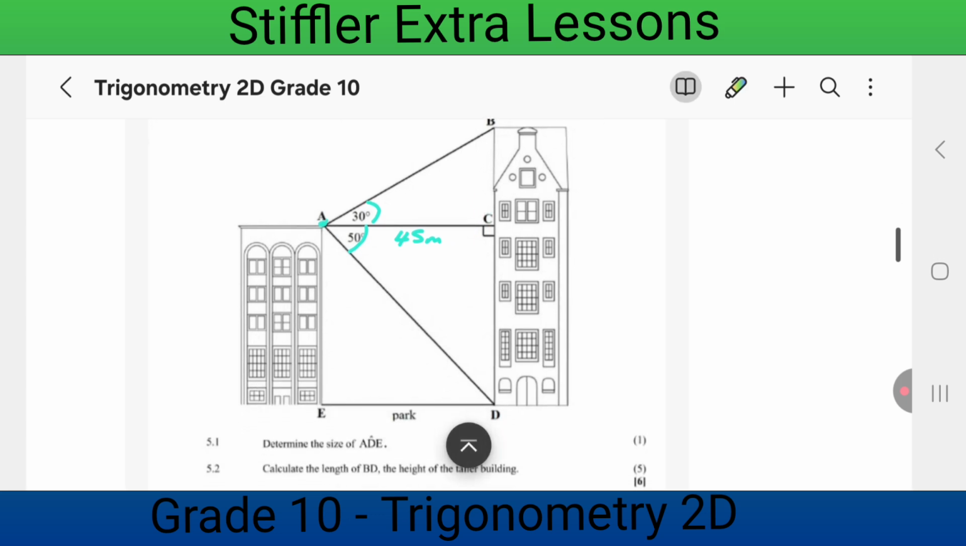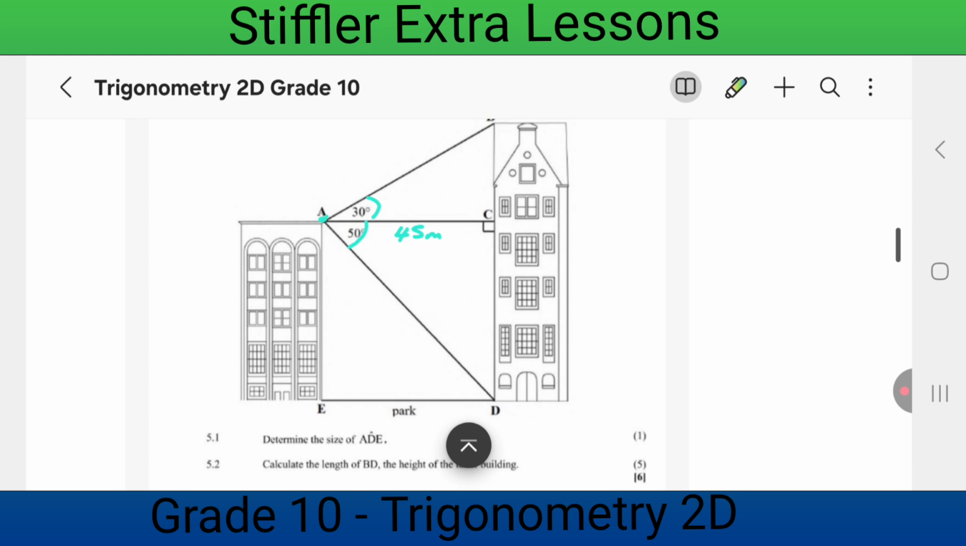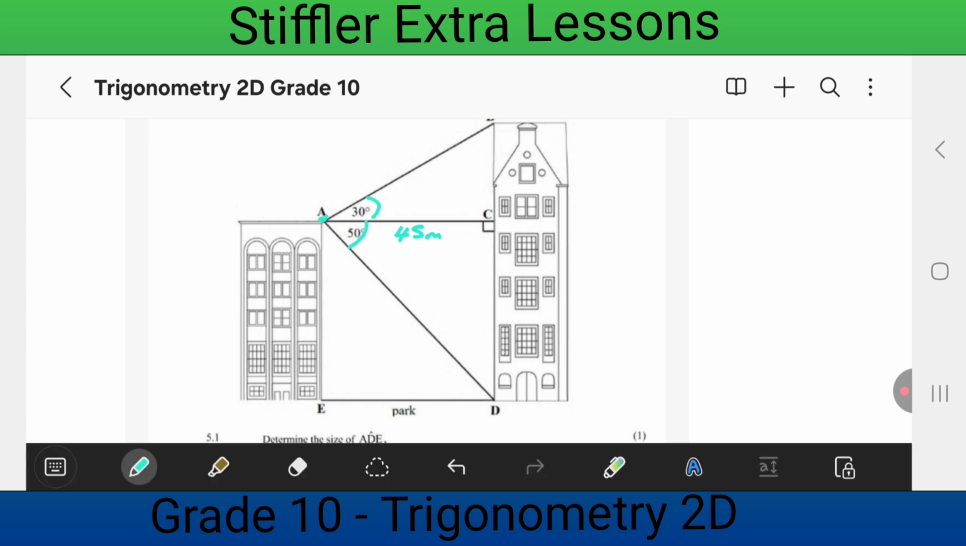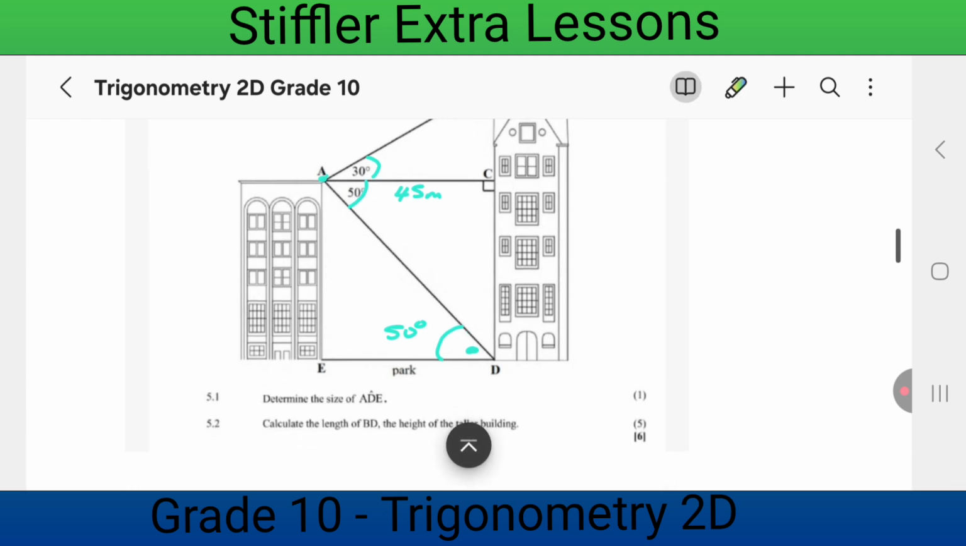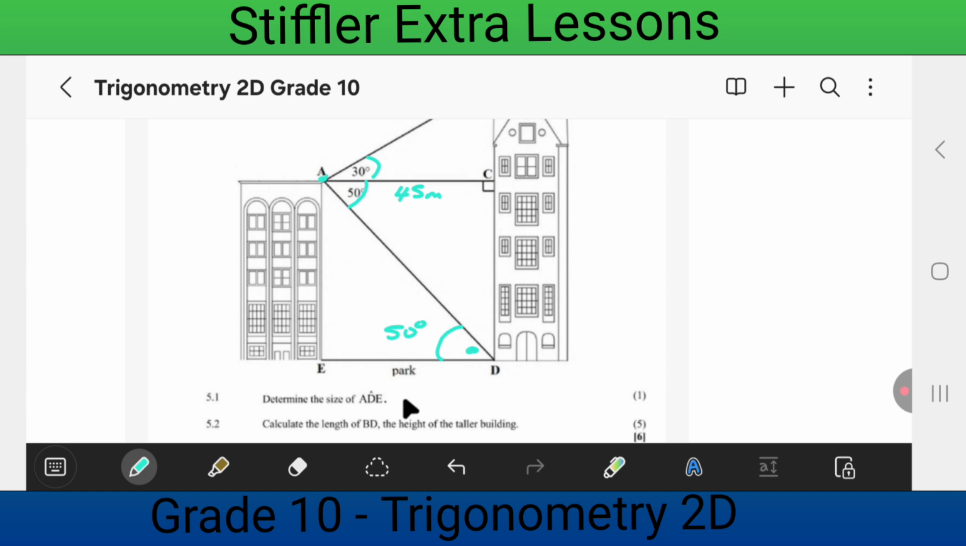Now let's take a look at our questions. The first question says, determine the size of ADE. Always remember that if you have two objects that are connected like that, A and D, and our angle of depression is 50, it also means that our angle of inclination is also 50 degrees. So this should not trouble us to find the angle ADE, as our angle AD is also equivalent to 50 degrees.